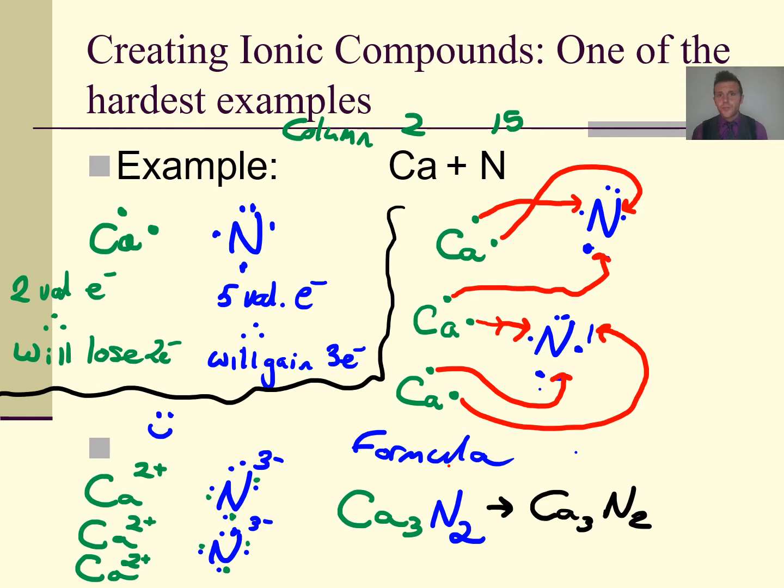What I'm hoping you guys noticed is that the logic never changed. Something is going to lose electrons until it has 0 valence electrons. Another species, another atom, will gain electrons until it has 8 valence electrons. So it's this pattern. Something will lose all of its valence electrons, and the other thing will gain valence electrons until it has a full shell.